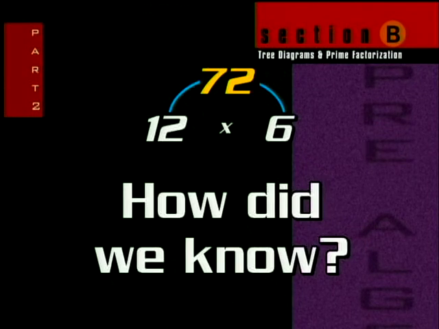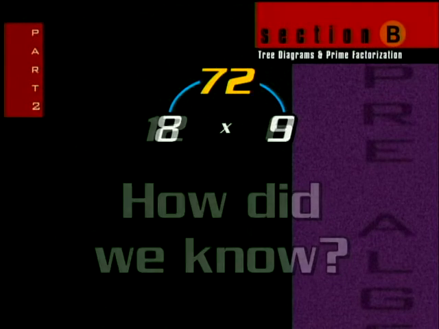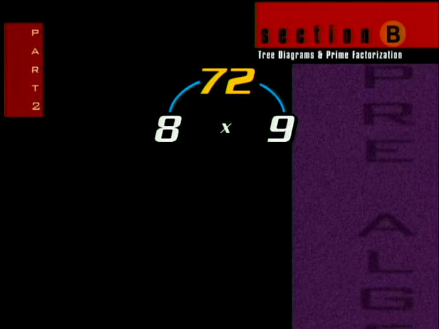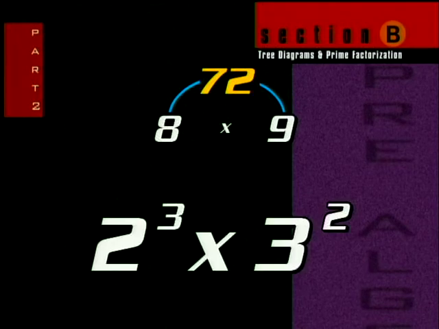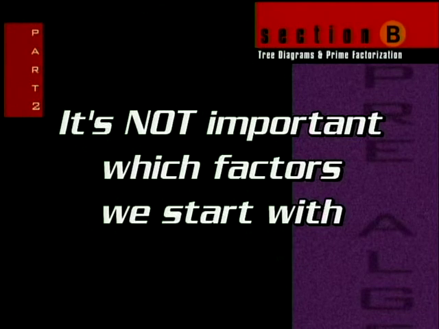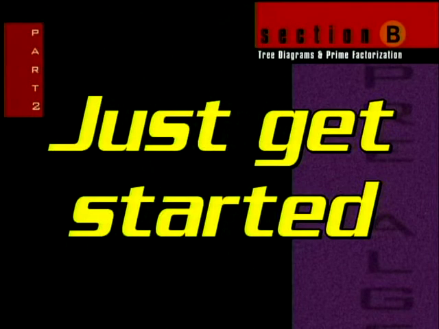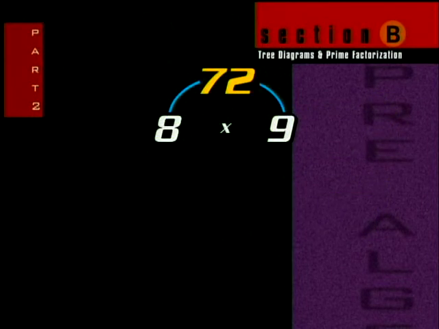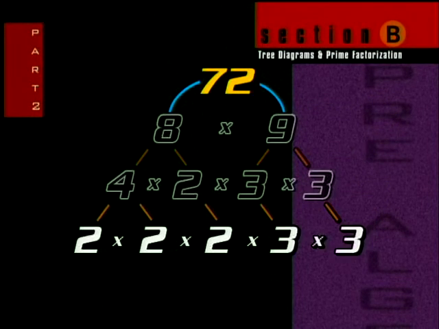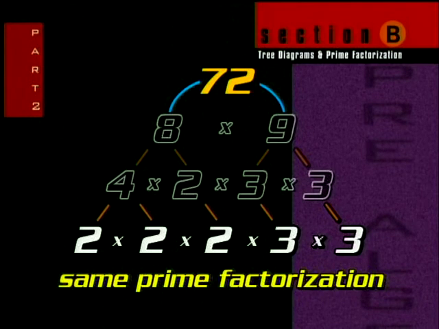Now, how do we know to start with 12 and 6 in that last example? Well, we could have started with 8 and 9, which are also 2 factors of 72, and gotten the same answer. It's not important which 2 factors of 72 we start with, only that we get started. Once we complete the factor tree, if we did it right, we'll get the same prime factorization either way.